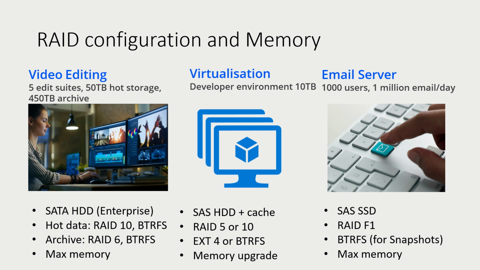So let's tie this in with the 3 setups that we talked about earlier. For the video editing, we're going with SATA enterprise hard drives. For the hot data, so that pool, RAID 10 is probably going to be a good choice. BTRFS recommended. And then for the archive, RAID 6 should be good enough. It's less about performance and more about optimizing the overall cost. Now, there BTRFS is more than recommended because of the data corruption detection. For these setups with video editing, we find that maxing out the memory generally benefits.